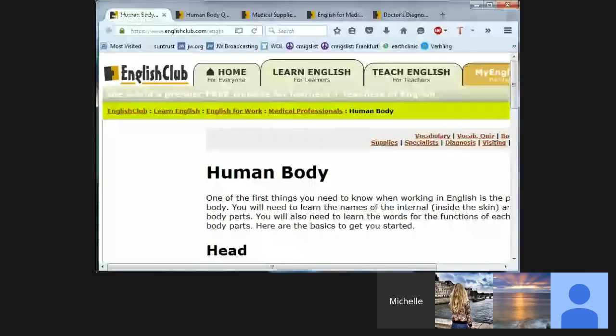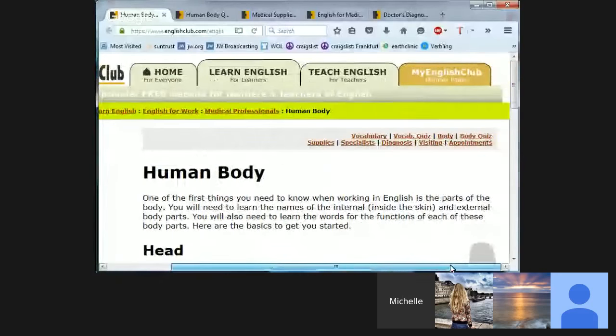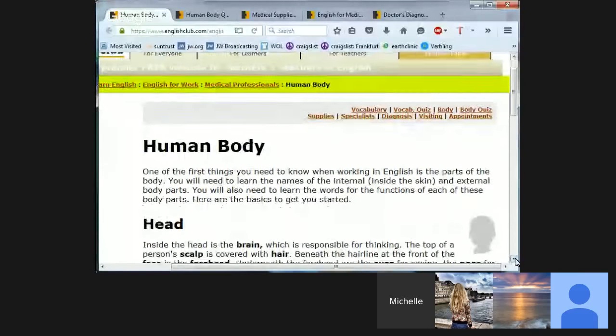So I think you guys will really enjoy this class. We're talking about medical vocabulary, vocabulary that you would use on a doctor's visit. You guys are going to also practice role playing, so you can give a diagnosis as a doctor to your patients, which will be the other students. So we can get started with this vocabulary.